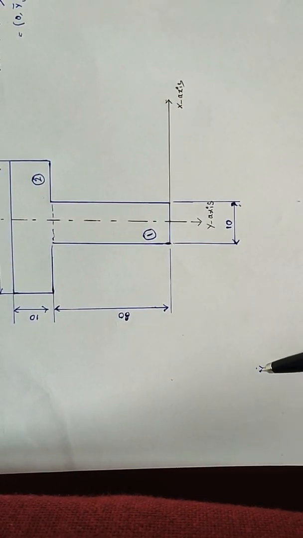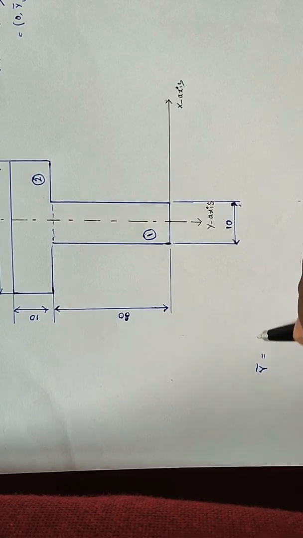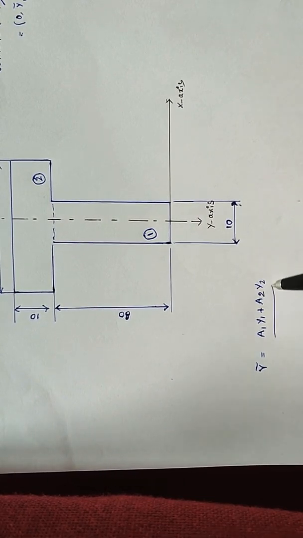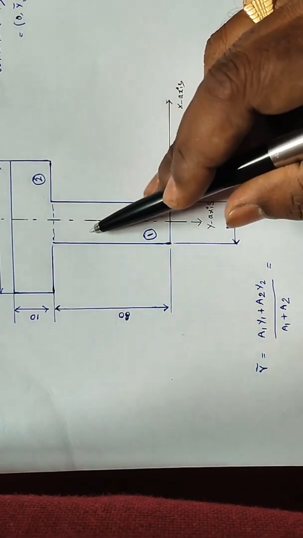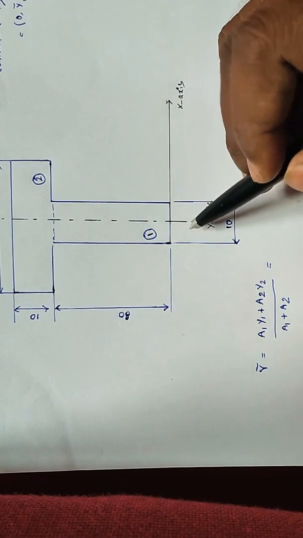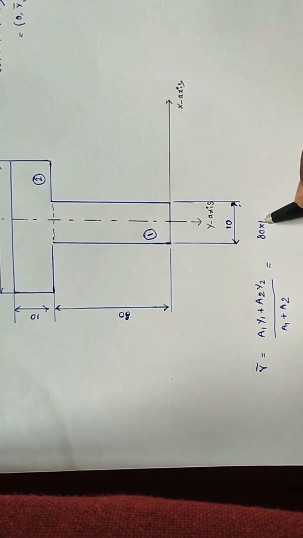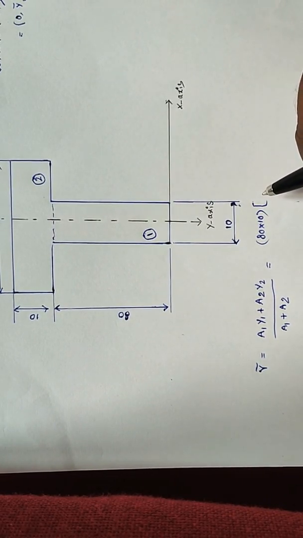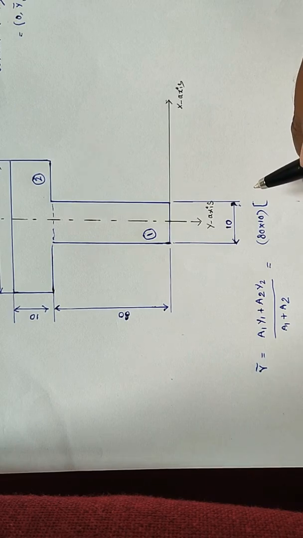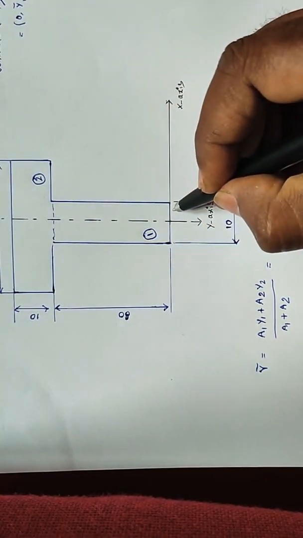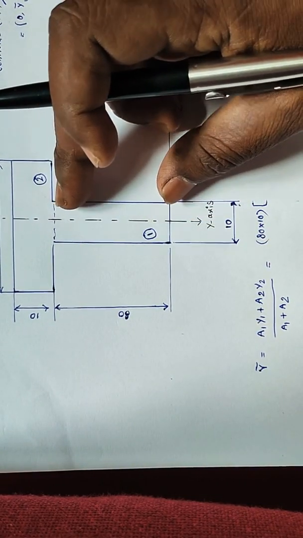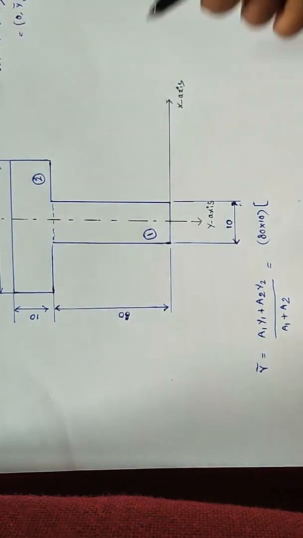So here y bar equals a1 y1 plus a2 y2 divided by a1 plus a2. Area 1 means the area of the first rectangle, 80 into 10. So we are directly substituting 80 into 10 times y1. y1 means the centroid of the first rectangle or first element. This is the first rectangle, it has a depth of 80 mm. That means for this rectangle the centroid lies at the center.